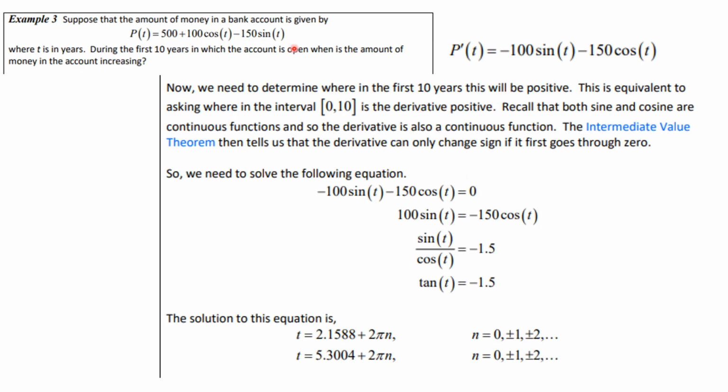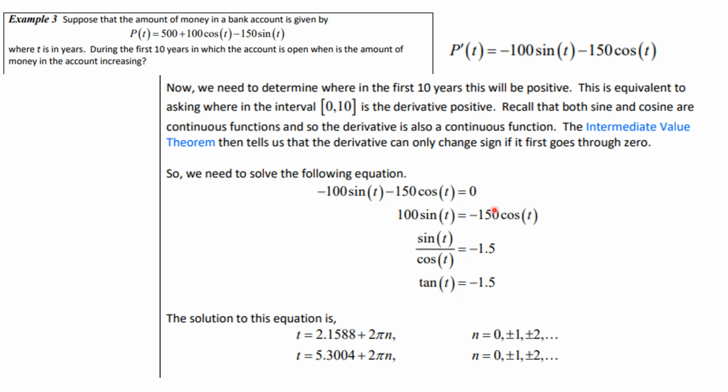And the problem is written up here again. Well, this is about the derivative, so we take the derivative, and when we take the derivative of that, we get simply this. Now we need to determine where in the first 10 years this will be positive because the rate of change is to be positive. So this is equivalent to asking where in the interval is the derivative positive. And since these are continuous functions, this is also continuous. So the intermediate value theorem that we studied tells us the derivative can only change if it first goes through 0. So we need to solve this equation.